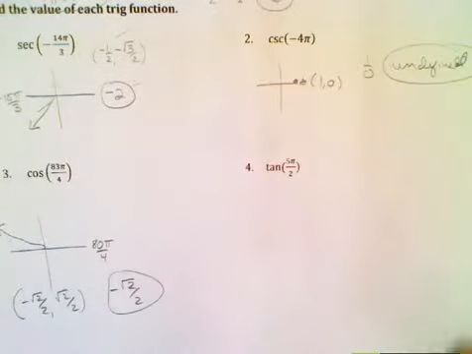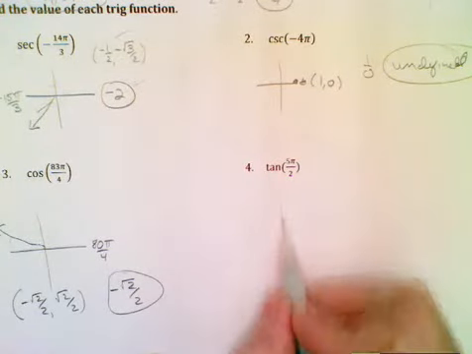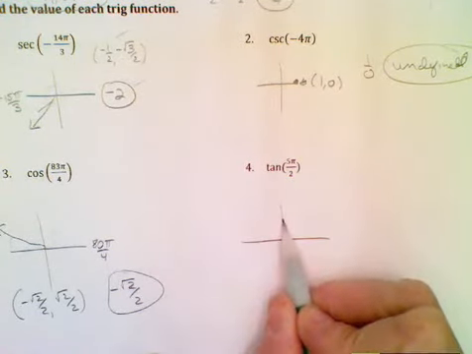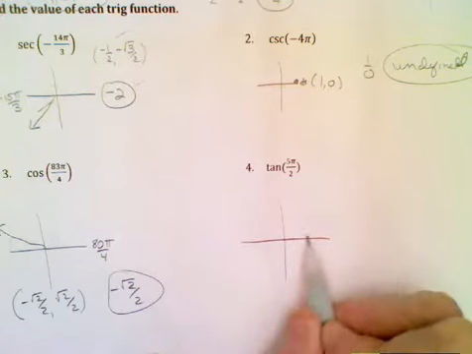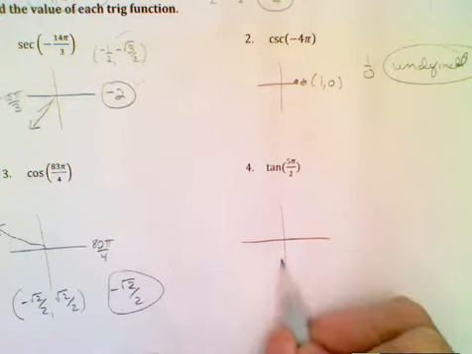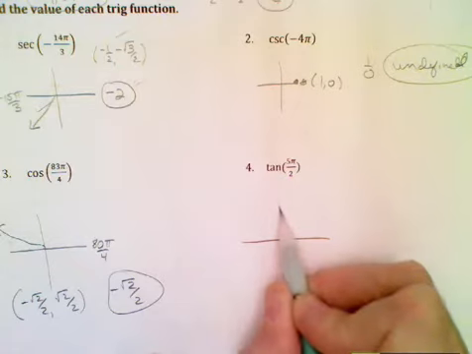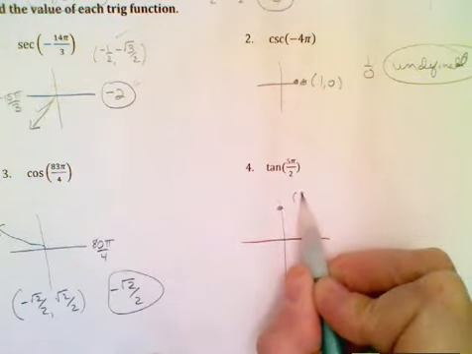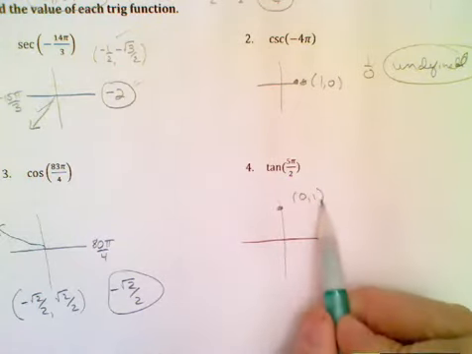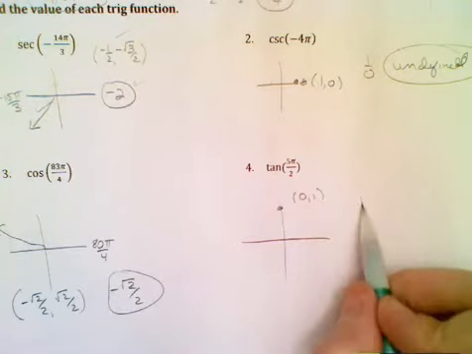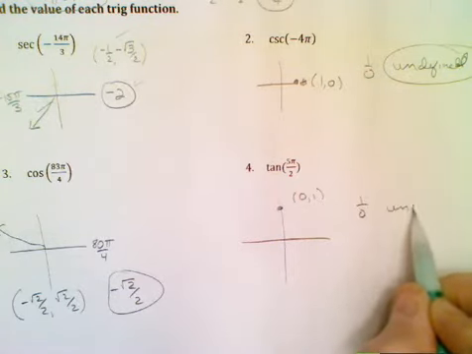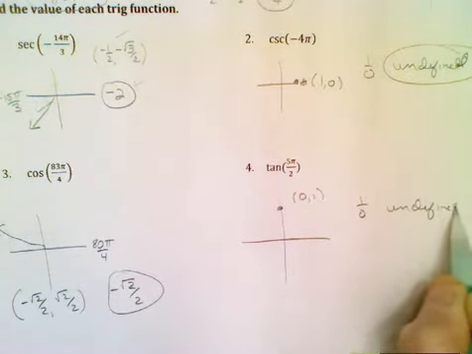And then 4, tangent of 5 pi over 2. So remember, each of these is a multiple of pi over 2. So 1 pi over 2, 2, 3, 4 pi over 2, 5 pi over 2 ends up right here. That would be 0, 1. Tangent is y over x, so 1 over 0. That also is undefined. Okay, so that's page 1.